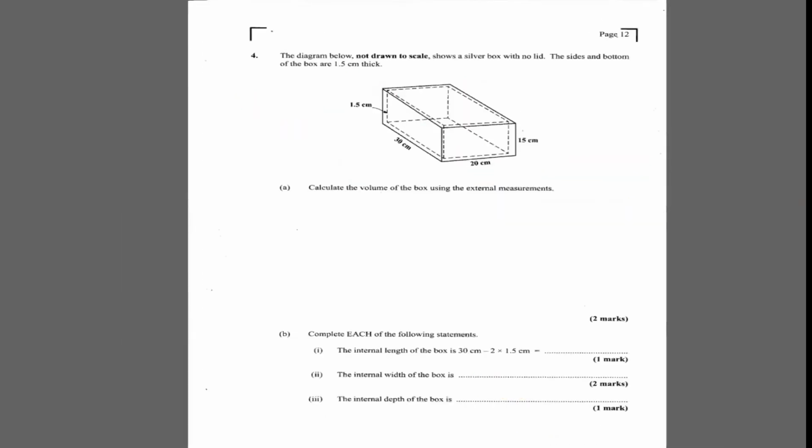All right. Now let's look at question 4. Question 4 says, the diagram below, not drawn to scale, shows a silver box with no lid. The sides and the bottom of the box are 1.5 centimeters thick. So it has some thickness, which is 1.5 centimeters. Calculate the volume of the external measurement.